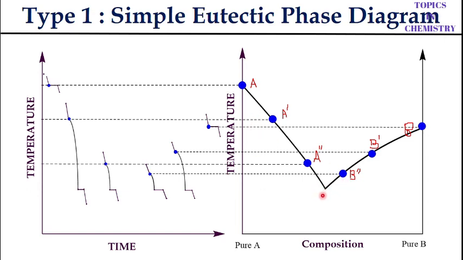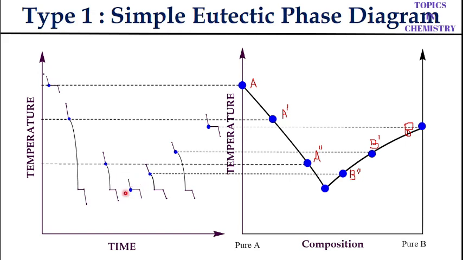This point is named as O, which is called the eutectic point. At that point, the freezing point of A is equal to the freezing point of B, and if you see, it will form a new mixture.